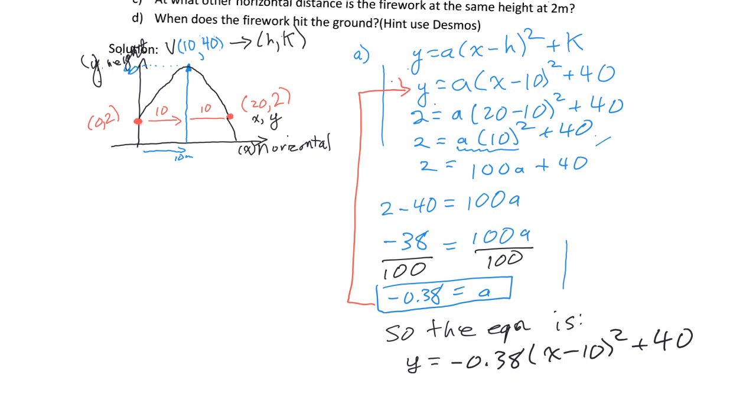it says the firework continues to travel an additional 1 meter horizontally after it reaches its maximum. Okay. What was its height when it exploded? So if I look at the graph, it travels another 1 meter to the right of the maximum. So this is going to be 11 and some number. I'm going to put a question mark there.